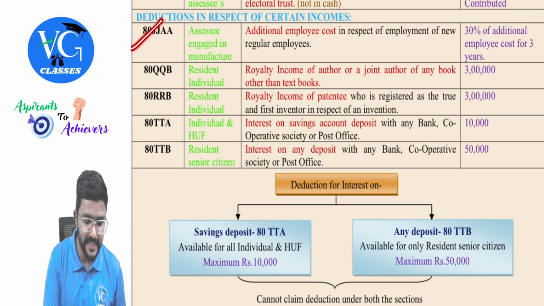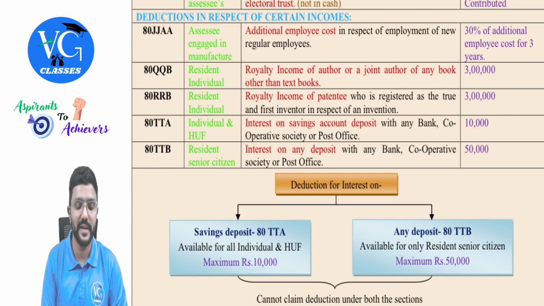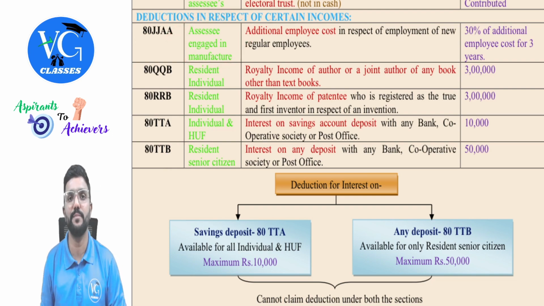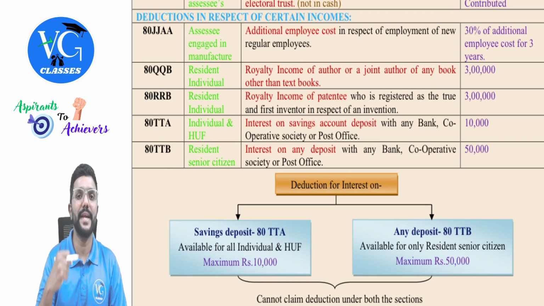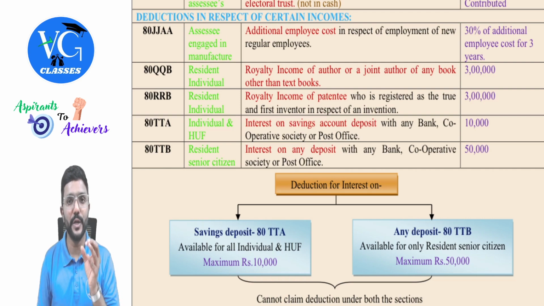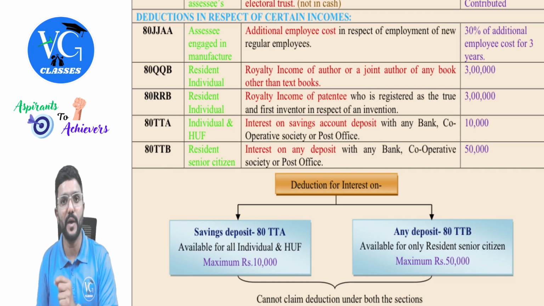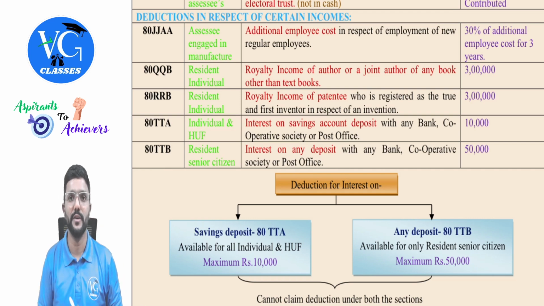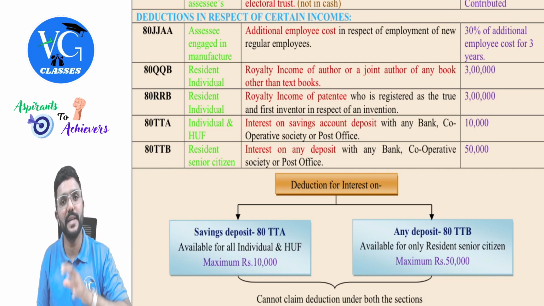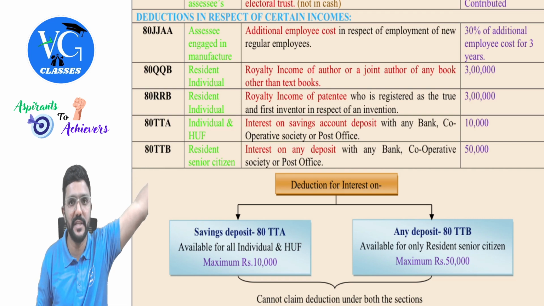Okay. 80JJAA gives deduction for an assessee who is engaged in the manufacturing business and for whom tax audit under section 44AB is applicable. So if they provide employment opportunity, whatever new regular workman or employees are appointed during the previous year for whom wages or salary is paid, wages or salary is already allowed as an expense under the head PGBP.